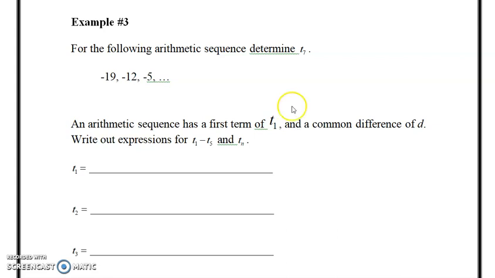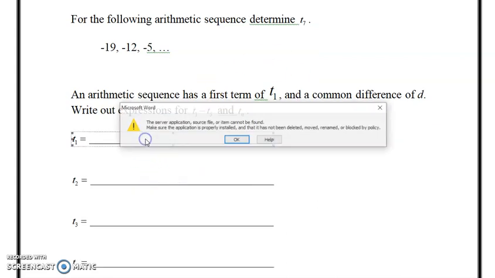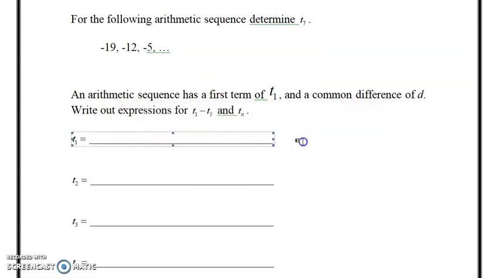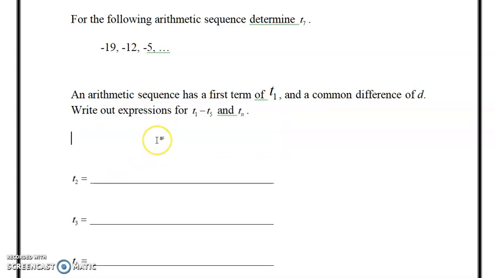To get the first term, that's pretty straightforward. The first term is just going to equal the first term, obviously. So that would be negative 19, for example. So that would simply equal T1.